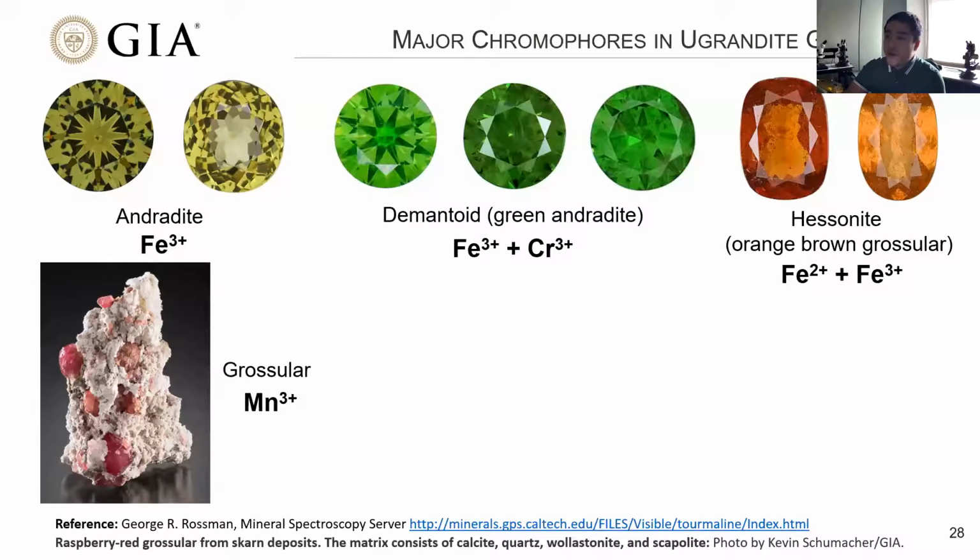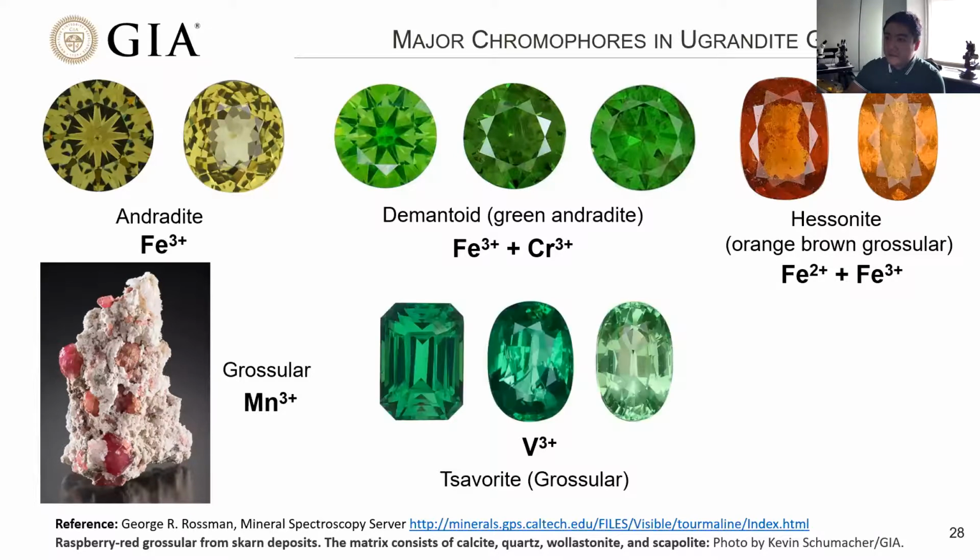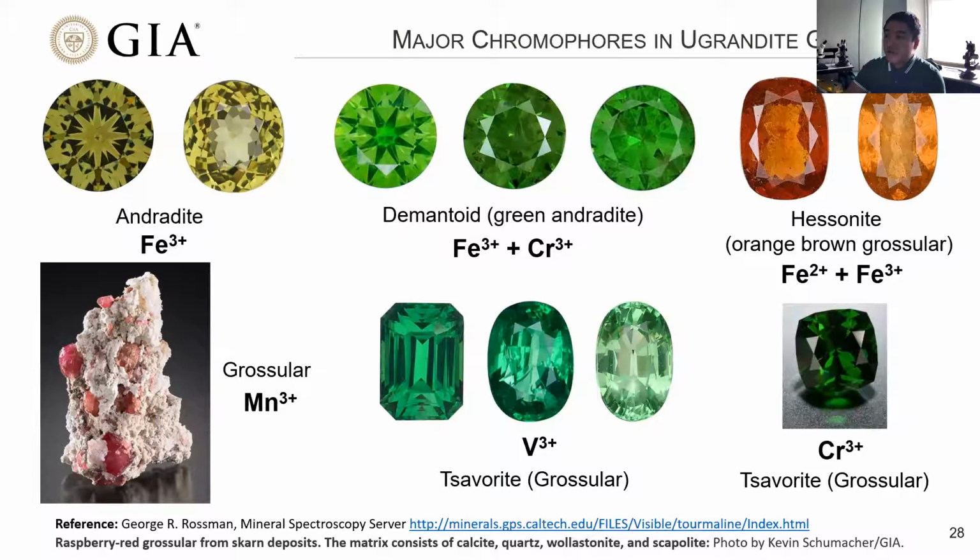There is a very rare type of raspberry grossular. Manganese 3+ is responsible for the pink color. Vanadium 3+ or chromium 3+ or both are responsible for the deep green color in grossular. The vanadium 3+ tends to cause a more bluish green to pure green color in grossular, called tsavorite in the trade. The chromium 3+ tends to cause a more yellowish green to green color in grossular. Chromium 3+ also can cause a deep green color in uvarovite.